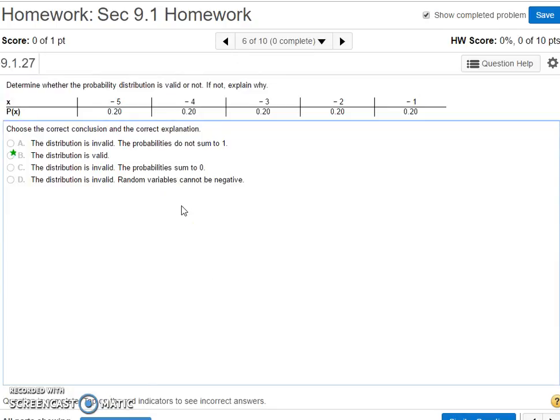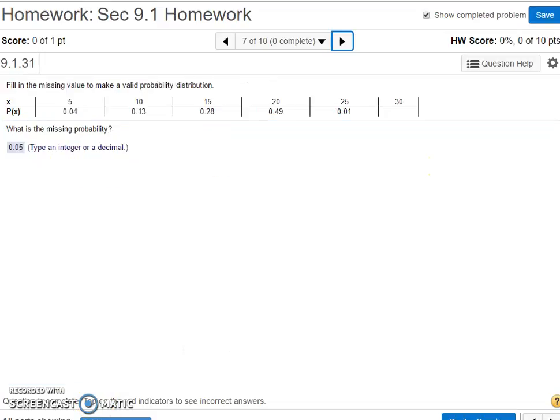After you get through the expected value piece, they'll start asking you if the distribution is valid. For a distribution to be valid, the probabilities have to add up to 100% or 1.00, because 100% is 1.00. And so as you go through, here if we add 0.20 plus 0.20 plus 0.20 plus 0.20 plus 0.20, we get 1. Since it adds up to 1, that distribution would be valid. If it did not add up to 1, then the distribution would not be valid.